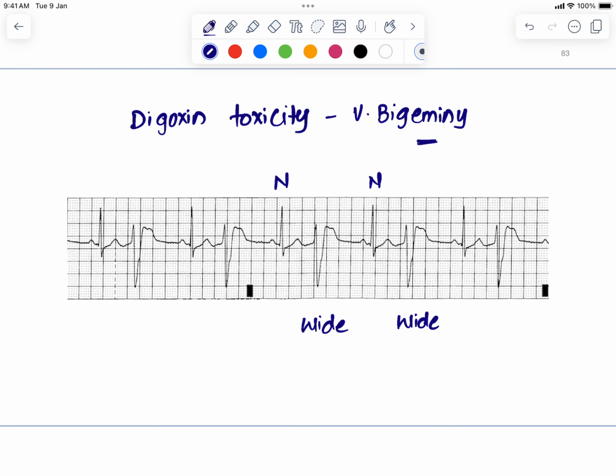So this wide QRS complex, whichever is there, that is nothing but your VPC, that is ventricular premature contraction. You see that in case of digoxin toxicity. Whereas in digoxin effect, you have only the ST segment depression.